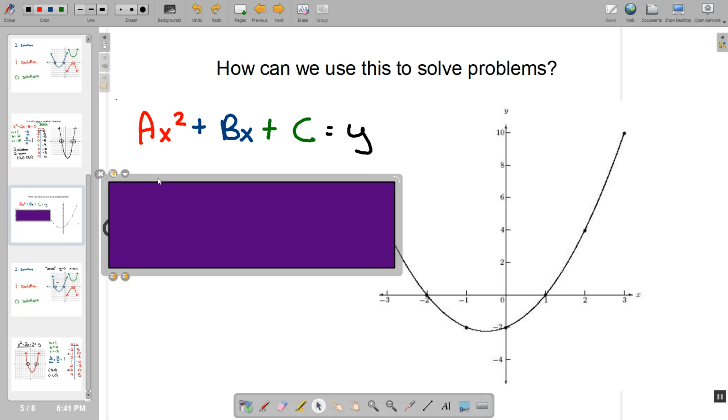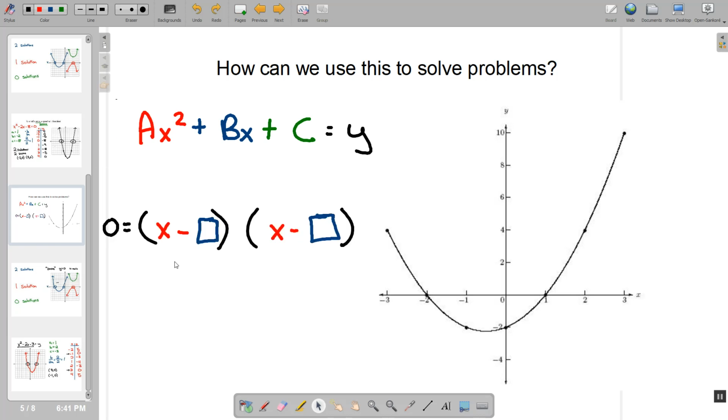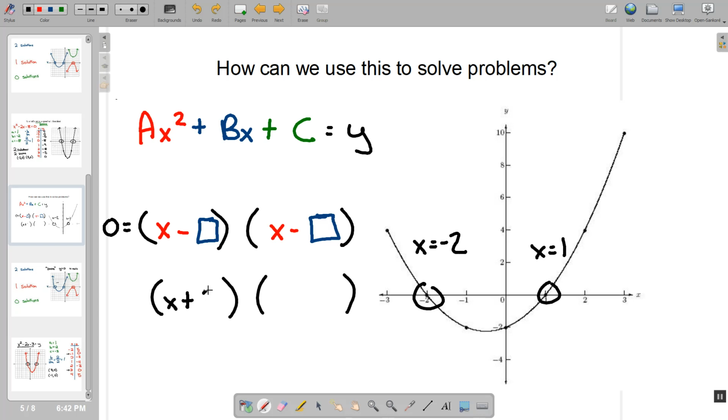So we have another method to help us, where we can write it in a different form, and this is Galen's method that he's been working with for months. When our zeros are x equals -2 and x equals +1, we can write it as x minus the opposite. So in this case, it would be x plus 2, and in this case, it would be x minus 1. And we set that equal to y.